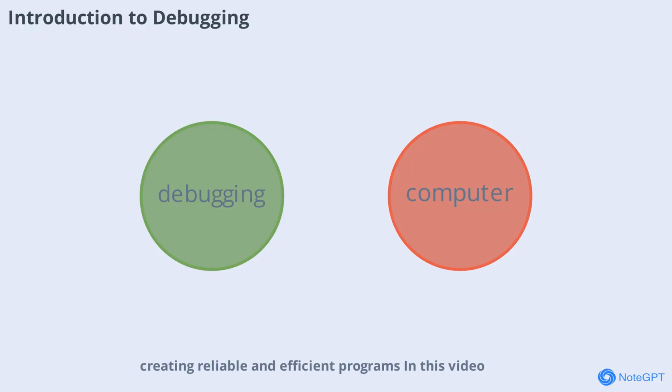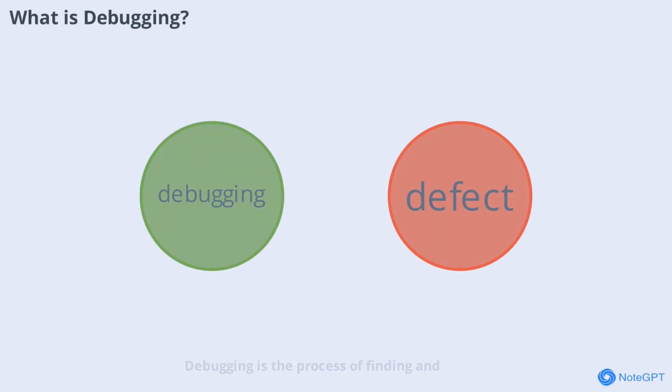In this video, we'll explore what debugging means, why it matters, and how it fits into the broader context of computer science. Let's start by defining what debugging actually is and why it's such an important skill for anyone working with computers. Debugging is the process of finding and resolving defects or problems within a computer program.